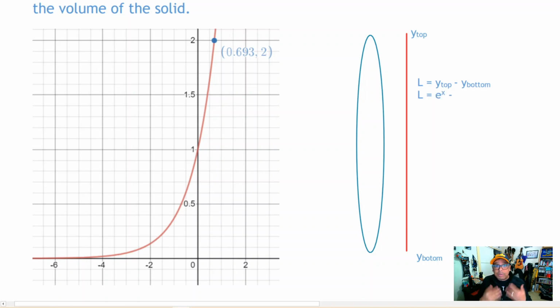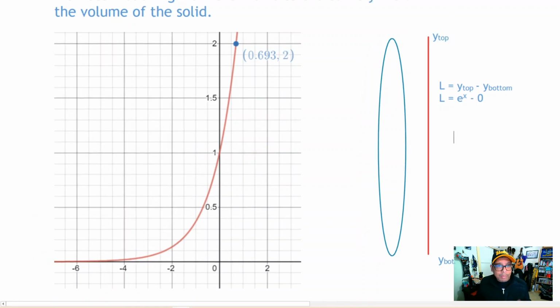And if y is equal to e to the x, then the y-coordinate on the top curve is e to the x. Likewise, on the bottom here, this was at the x-axis. Now this time, the y-coordinate is always going to be on the x-axis. So the y-bottom is going to be equal to 0. So the length of this is going to be e to the x.